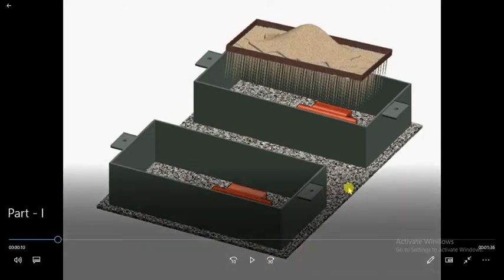Here, as I said earlier, two boxes are there, that is cope and drag. These two flasks are there, and if you look at this box, some extra plate is there. This is for locating pins, locator pins. And here the pattern is kept inside the box. This pattern is nothing but the required part, which is going to be produced by this process.